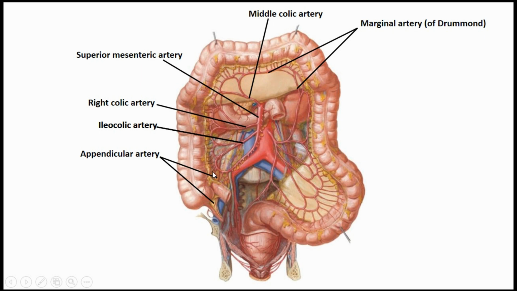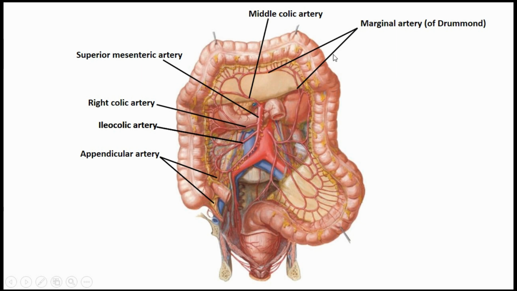And for that reason, we sometimes call this whole thing the marginal artery of Drummond, although some people only call this little region here the marginal artery of Drummond. So just be aware, some people have differing definitions of what that actually constitutes, but it allows the blood supply to the colon to be shared between all these arteries that are feeding into it.